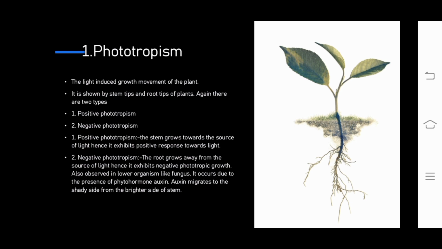Also observed in lower organisms like fungi, it occurs due to the presence of phytohormone auxin. Auxin migrates to the shady side from the brighter side of the stem. So this is all about phototropism.